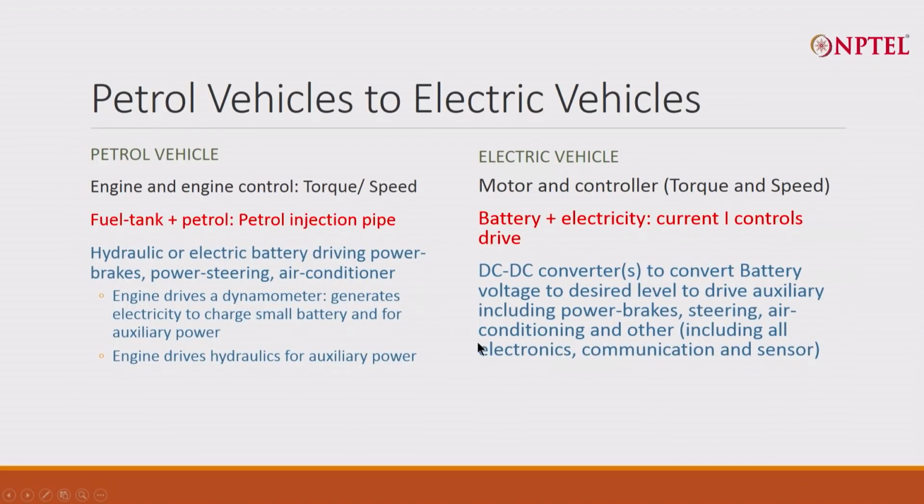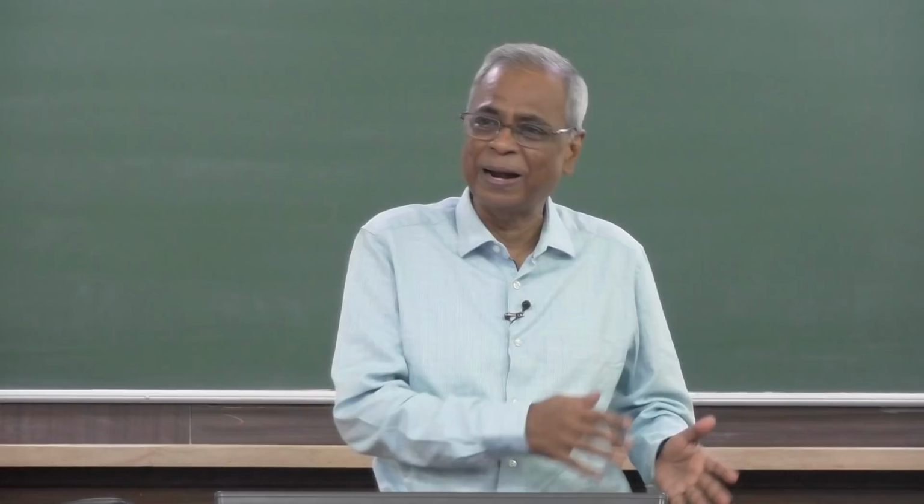Then, as I mentioned, a conventional vehicle has hydraulics, where an engine drives hydraulics for auxiliary power, and alternatively you can have a dynamo which charges an electrical battery, and this will give you all the power required for brakes, power steering, air conditioners, or all other auxiliary power. In this case, the power is already electricity, the battery already has electricity. So, you do not need another battery.